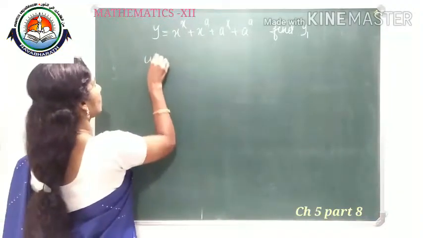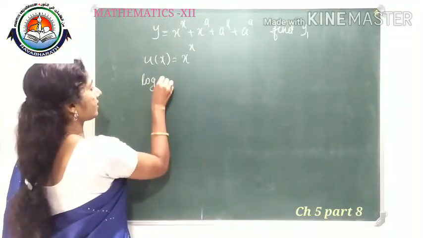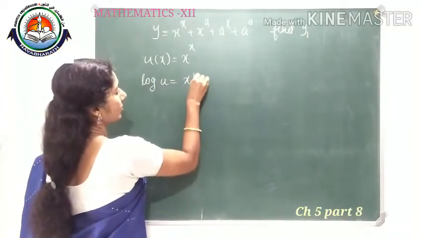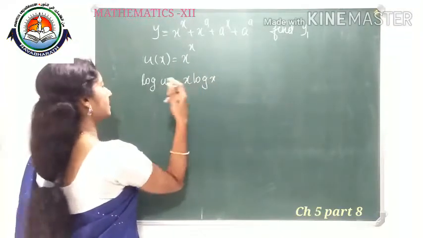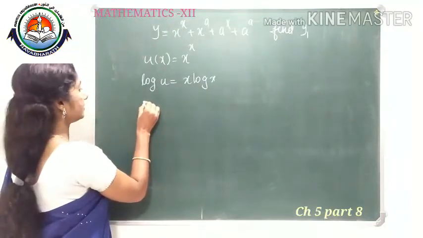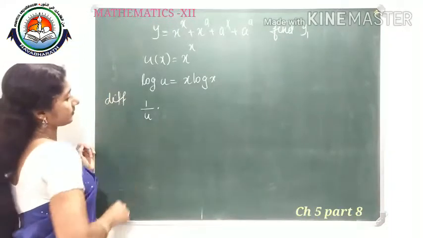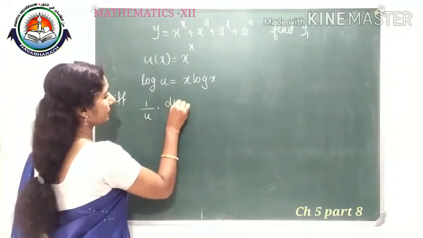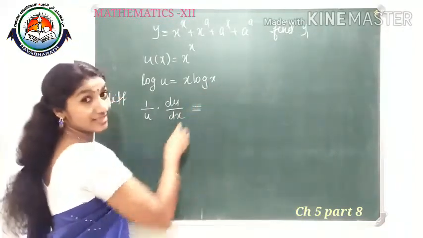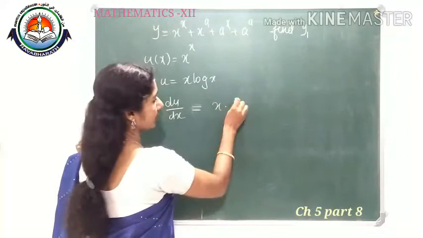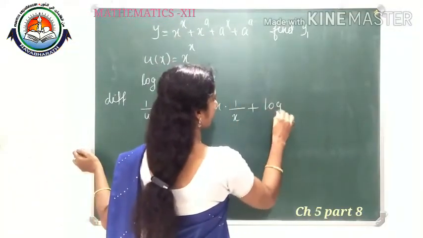So, we can take let u of x is equal to x raised to x. Taking logarithm on both sides, we are getting log u is equal to x log x, since log of x raised to x is x log x. Then find the derivative. Log u derivative is 1 by u, differentiate with respect to x. 1 by u into u's derivative du by dx, equal to x log x derivative: x into log x derivative 1 by x plus x derivative 1 into log x.